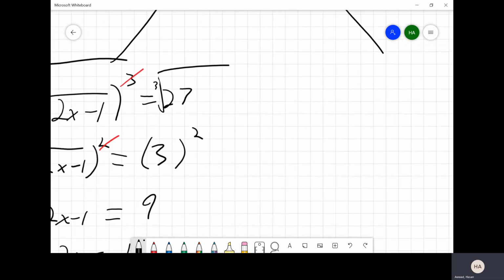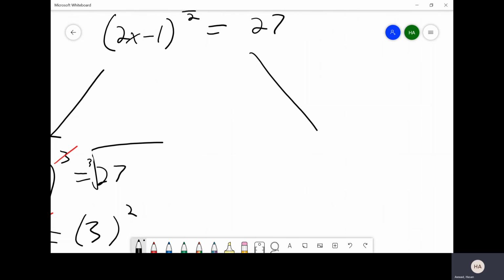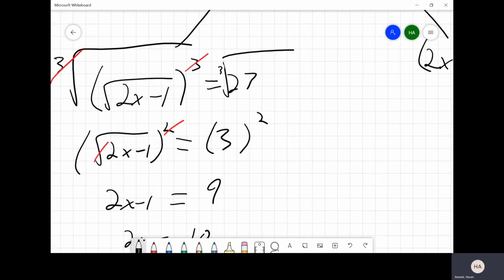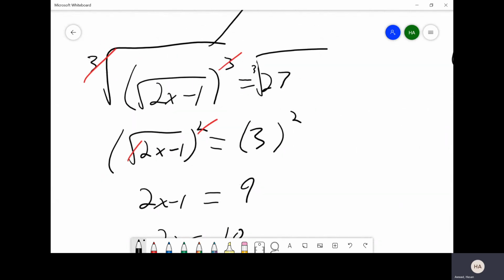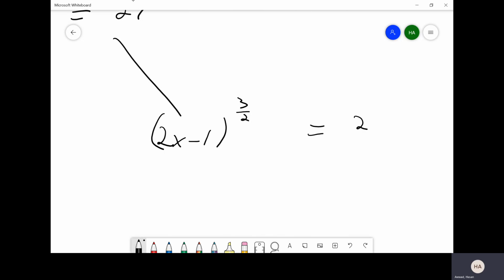Okay, and then the other way that I just wanted to illustrate is, again, we're starting with 2x minus 1 to the 3 halves power, right? When you look at this and you say, well, what did we really end up doing? We were just reversing the operations of that fractional exponent, right? So if I had my 2x minus 1 to the 3 halves power is equal to 27, to undo that, we would raise it to the 2/3 power, right? So I would raise this whole thing to the 2/3 power.